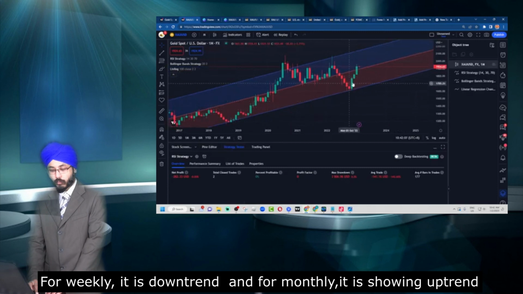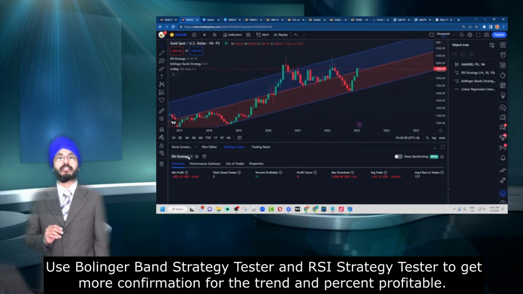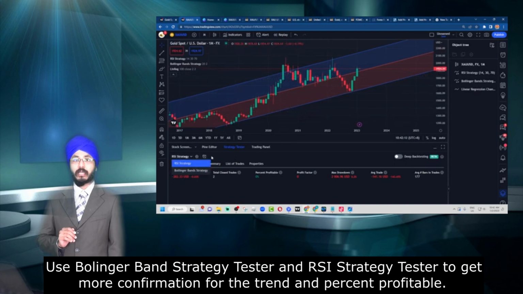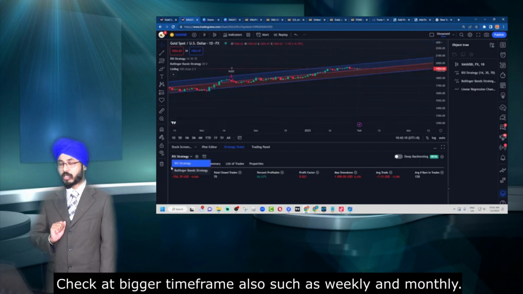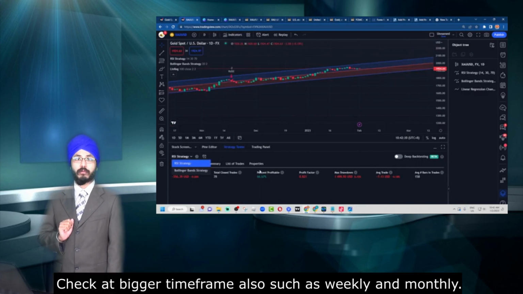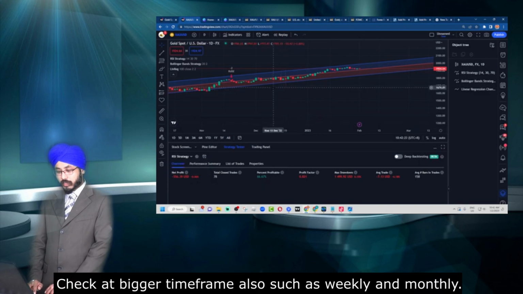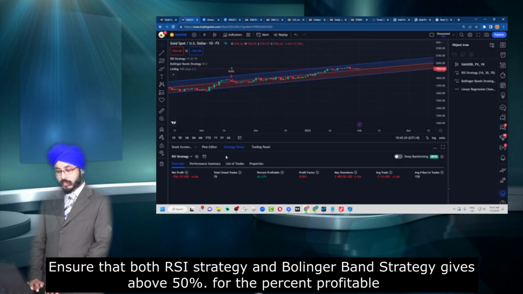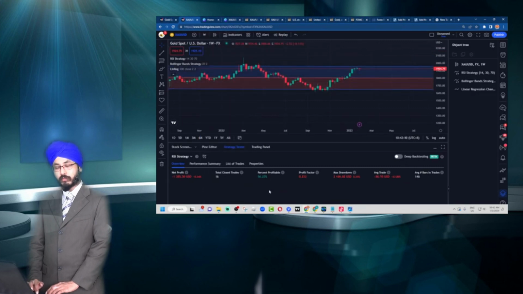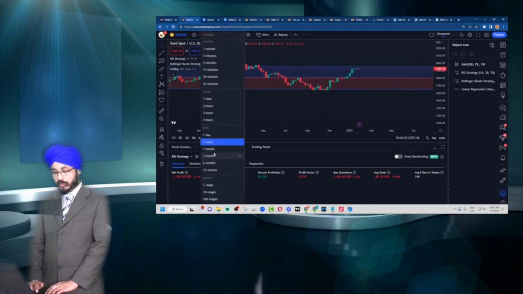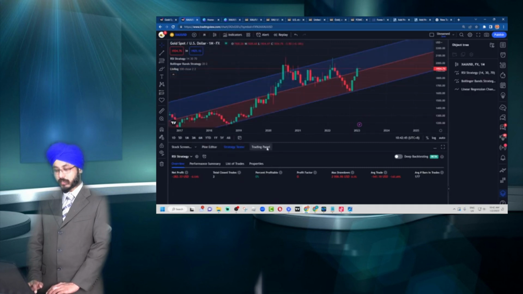We will have to use 2 types of strategy tester, which are the Bollinger Band strategy tester and the RSI strategy tester. It is important to ensure that both are above 50%. We can go to our daily and see what our percent profitable based on the RSI strategy is. As we can see here, it is about 66.67%. If we move forward with our weekly, we have 56.25%. And on our monthly, we have about 0%.